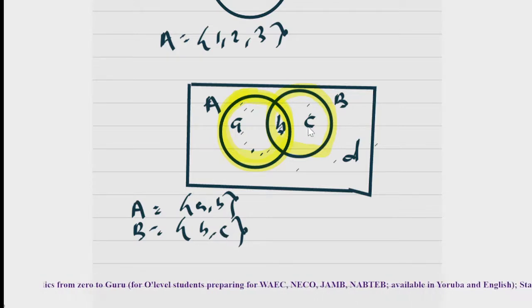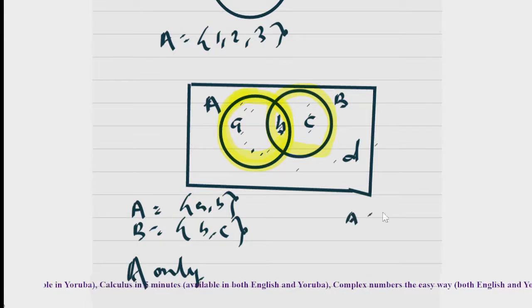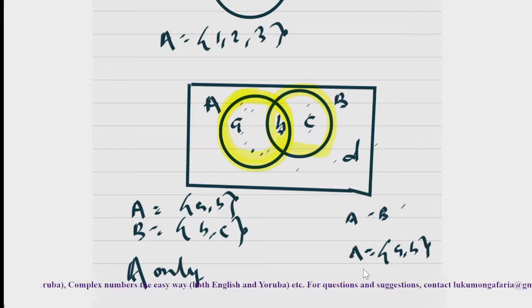So we can still have A only. When we say A only, what does A only mean? That is elements in A alone that are not in B. You understand now? We can describe it as A difference B. Like I've said the other time, when you have A difference B, we have A, B, and your B is B, C. When you say A difference B, that is elements that belong to A alone that are not in B.